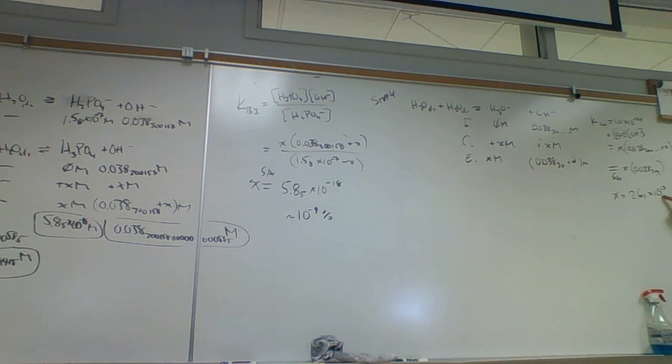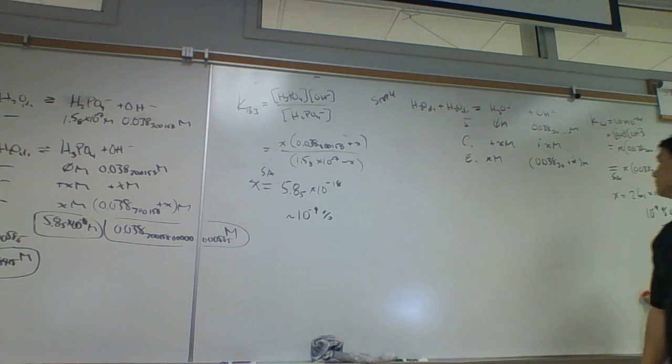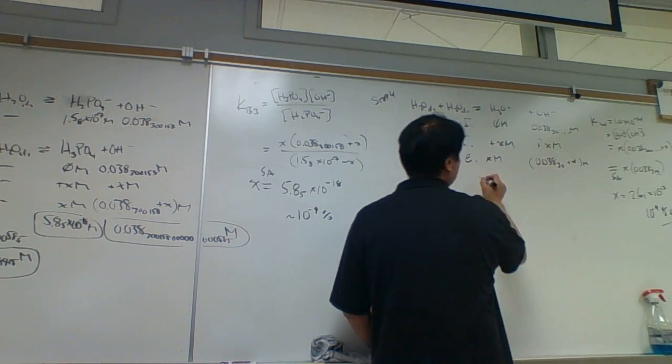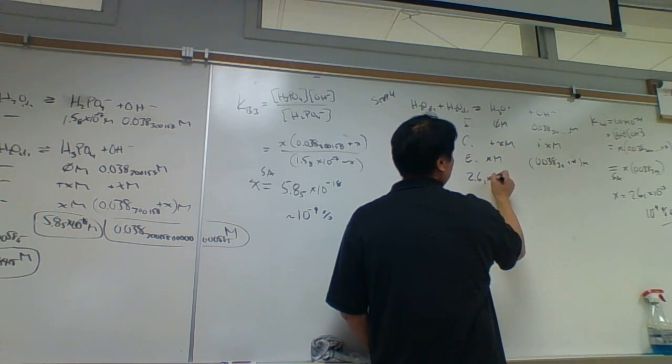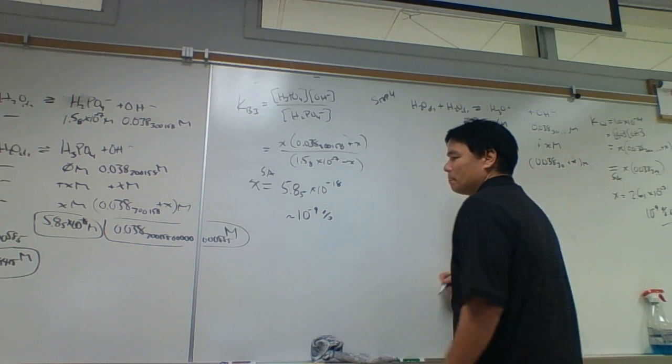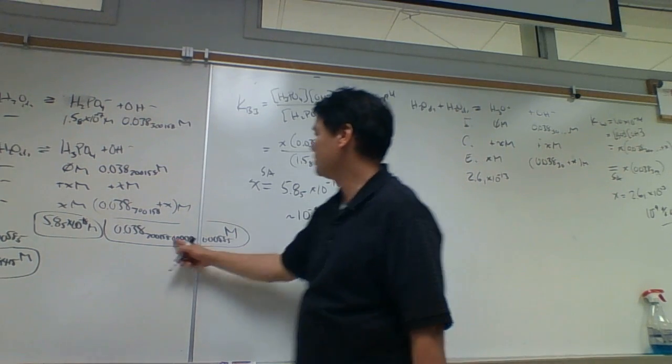So our change is this, 10 to the negative 13. Our initial is this, 10 to the minus 2. So 10 to the minus 13 divided by 10 to the minus 2 is 10 to the minus 11. This again would be about a 10 to the minus 9% change, which is extremely small. Therefore, the simplifying assumption should work very well for this. So we'll go over here, 2.61 times 10 to the minus 13. Did we already double check the K here?